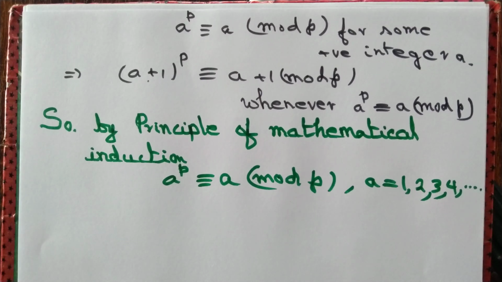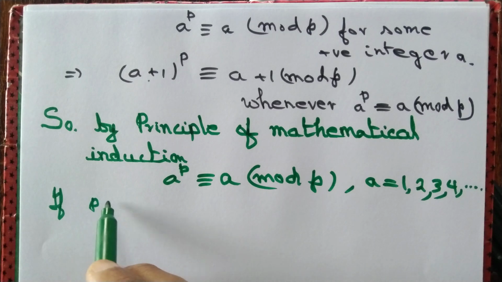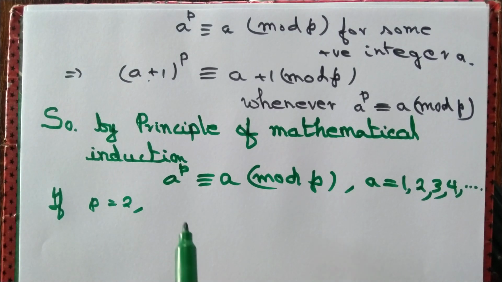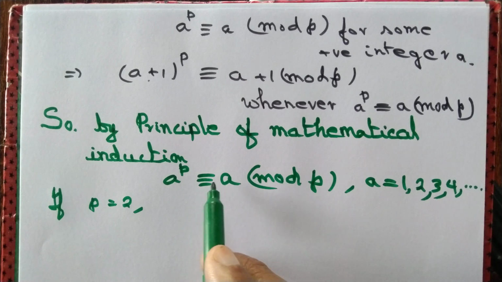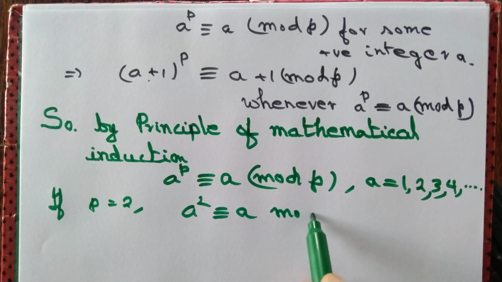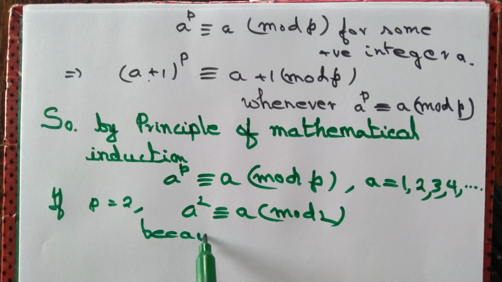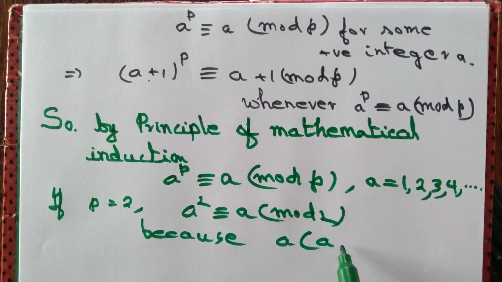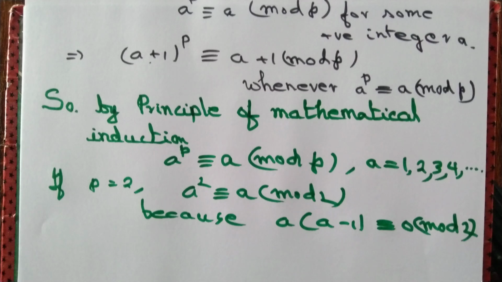How about negative a? We are saying that it is true for every integer a. Of course, if p equals 2, this is obviously true. a squared is congruent to a mod 2. Is that true? That's because a times a minus 1 is congruent to 0 mod 2. Either a has to be even or a minus 1 has to be even.